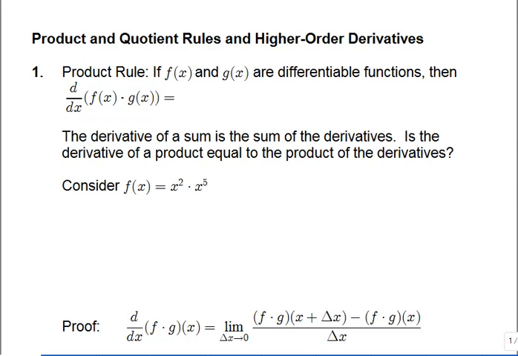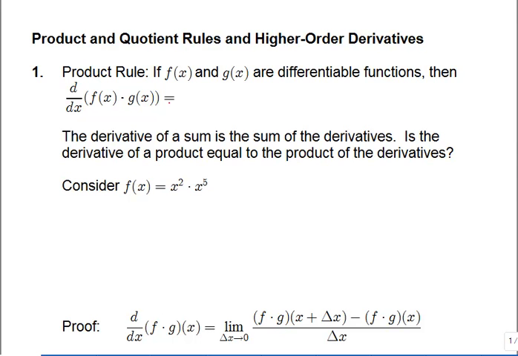So let's start with the product rule. Suppose that we have two differentiable functions, f and g of x, and we want the derivative of the product of those two functions. What would make sense, what would be easy, would be to just take the derivative of each individual function and multiply the results together.